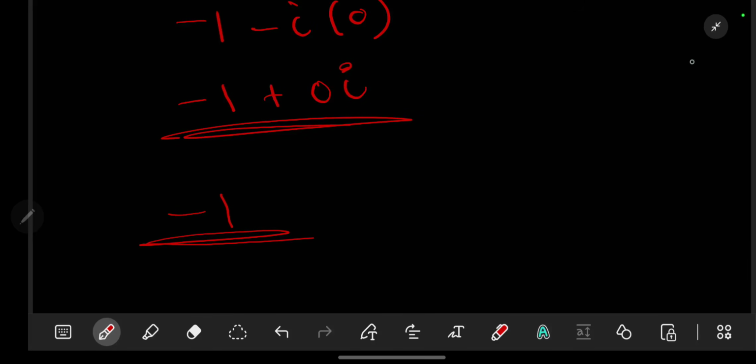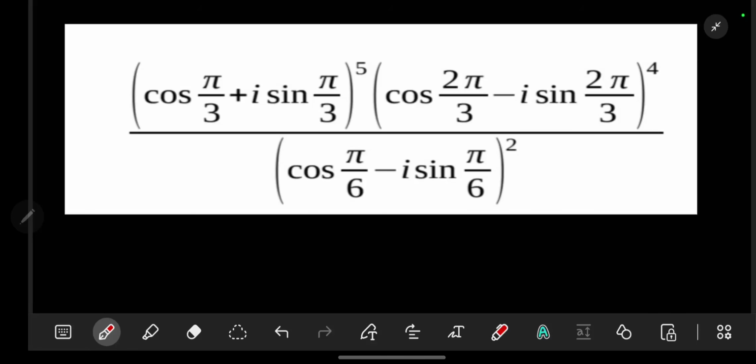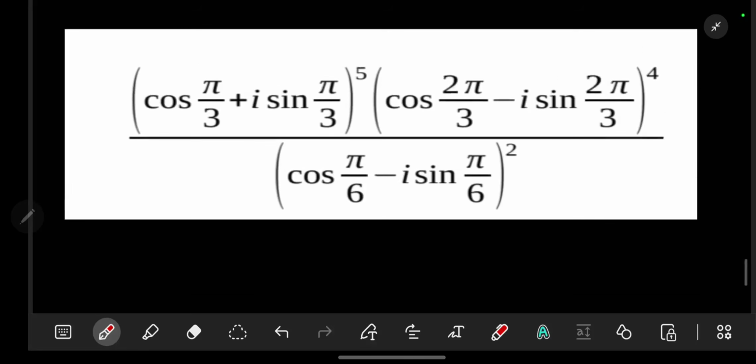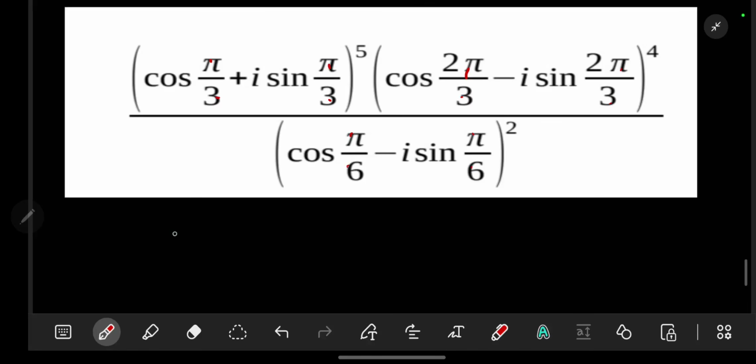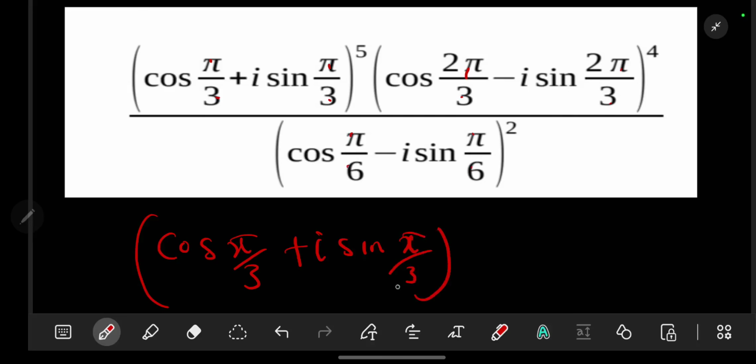Now let's look at the other one. Looking at this, we just have to strategize. As you can see, we already have pi over 3, pi over 3, pi over 3, pi over 3, pi over 6, pi over 6, like that. So what are we going to do? We leave this one the way it is, so it will be cos of pi over 3, plus i sine of pi over 3, and this power is equal to the power of 5.